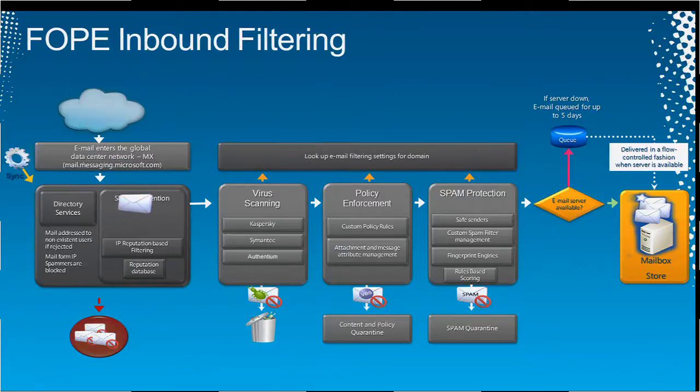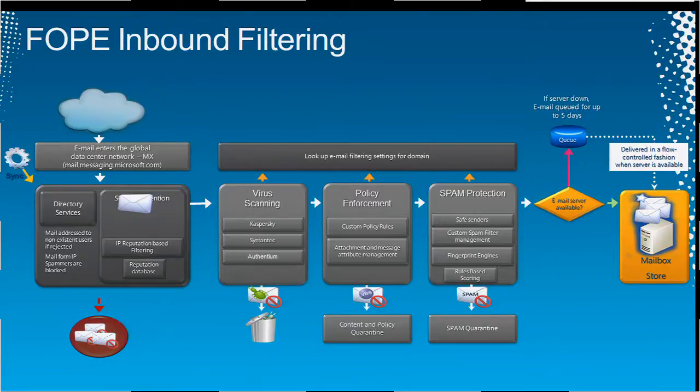The first layer of protection is the edge protection. It's drawn bigger than the other layers of protection because it rejects more than 90% of the email right there. It consists of two main filtering layers, the directory services and IP reputation-based filtering.